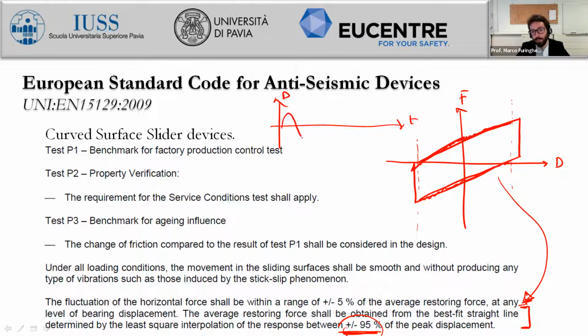So if we have 3 cycles, we can compute for cycle 1, cycle 2, and cycle 3. So we have a couple of values of restoring stiffness for so the top and the bottom one for cycle 1, so 2 other values for cycle 2, and 2 other values for cycle 3.